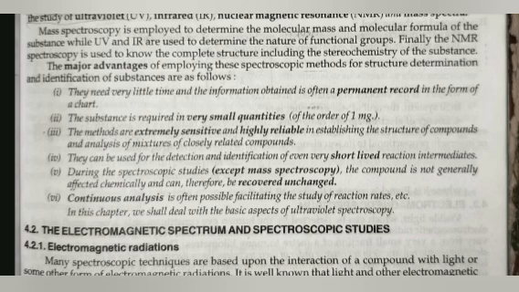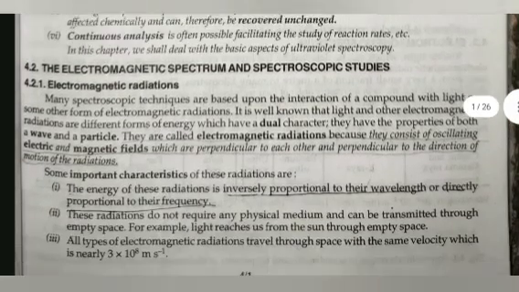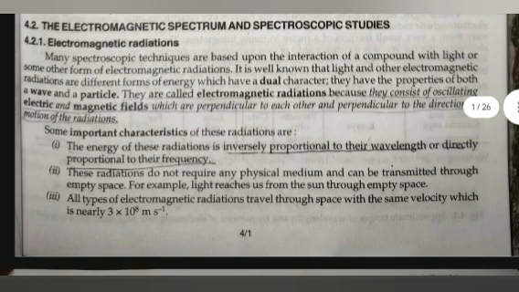In this chapter, we shall deal with the basic aspects of ultraviolet spectroscopy. The electromagnetic spectrum and spectroscopic studies.